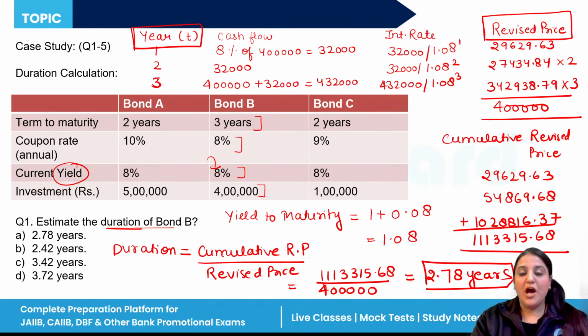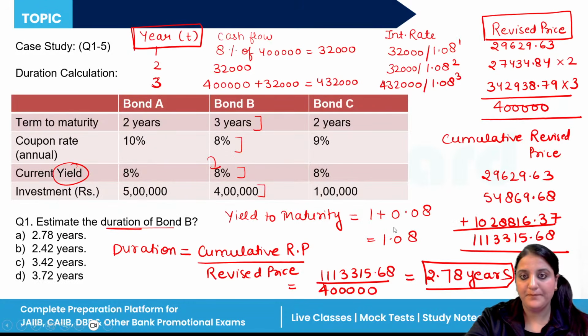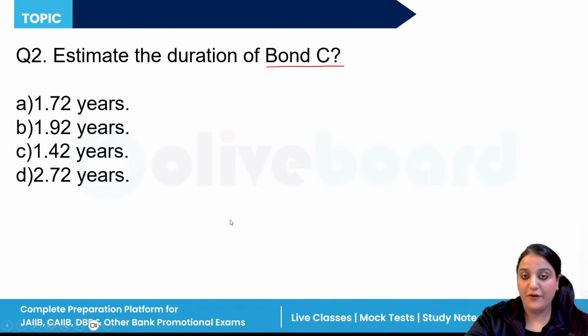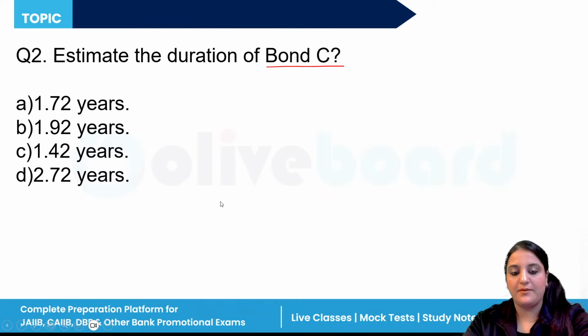Okay. Now the same question again. You have to calculate the duration of bond C here. The second question is the duration of bond C. Here we calculated the duration of bond B. Now we have to calculate the duration of bond C. The same way I told you, the same way you have to perform here.